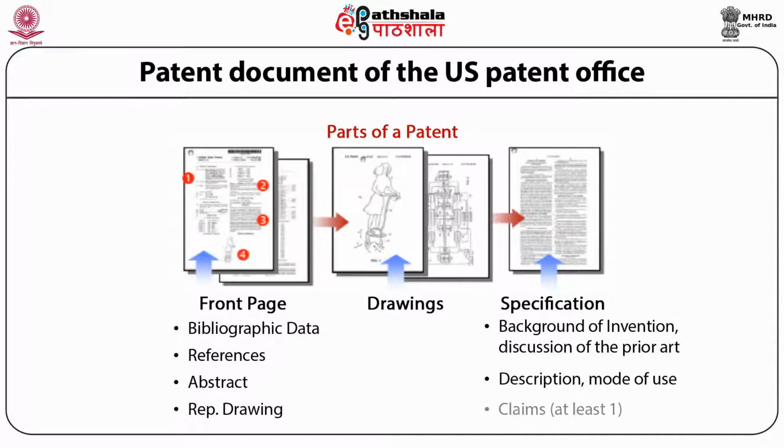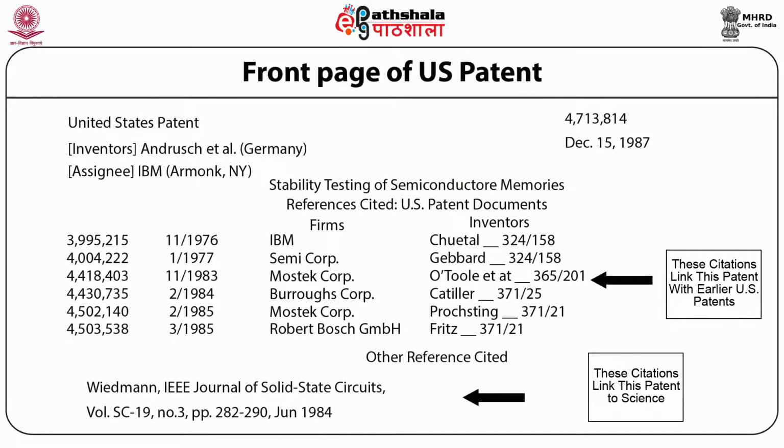It is also legal because it talks of the claims which it gives, and these claims are what is really protected by the patent office if they find that the patent satisfies the elements of novelty, inventiveness and utility. The front page of a US patent document.